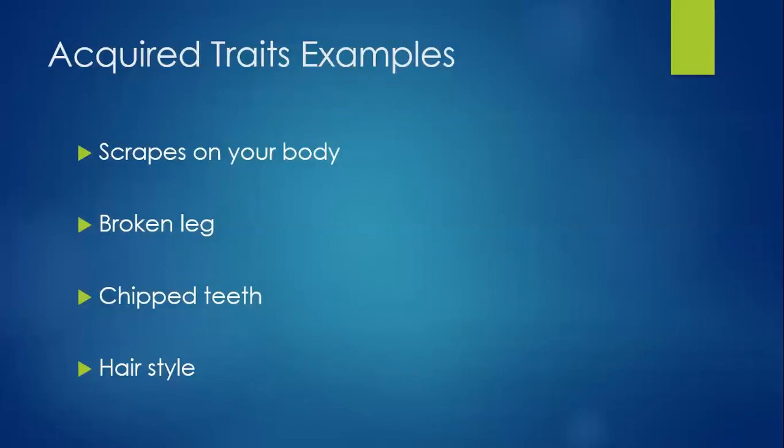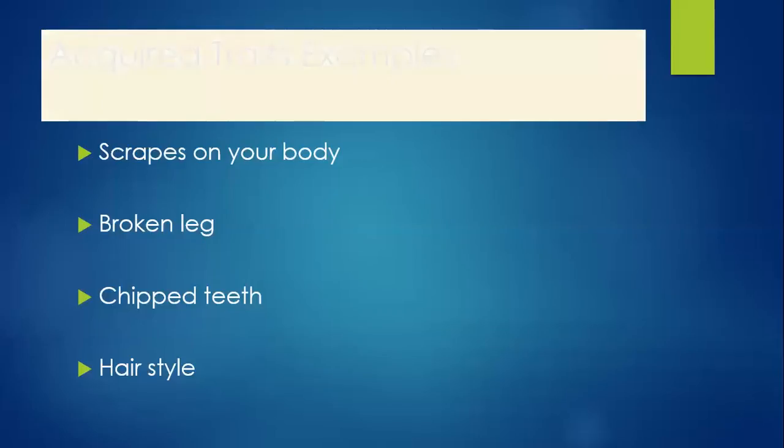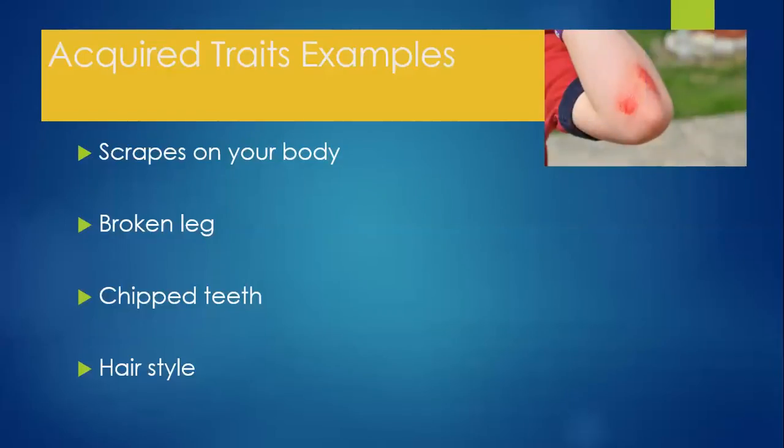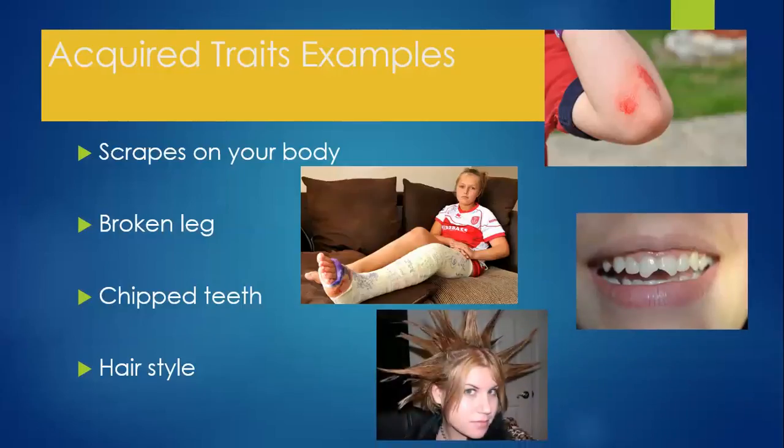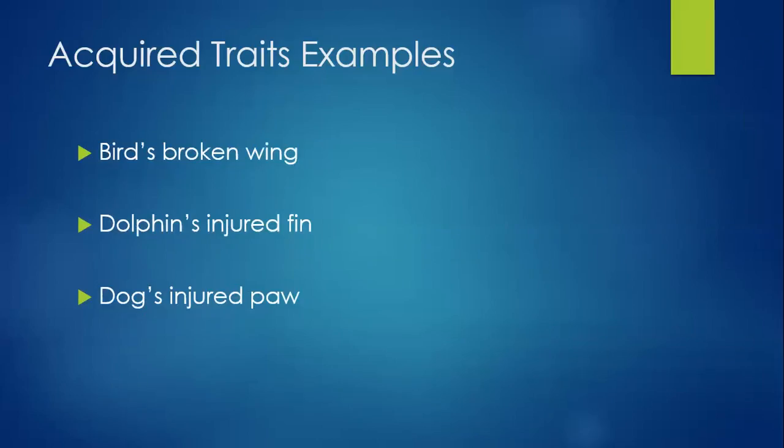Now, we also must understand that some traits are acquired. Those are the things that you end up having as a feature or characteristic, but you were not born with it. For example, scrapes on your body, you're not born with. You probably had an injury and you ended up with a scrape. The same thing with a broken leg or a chipped tooth. How about your hairstyle? You weren't born with a certain hairstyle. You learned how to comb your own hair depending on your liking.